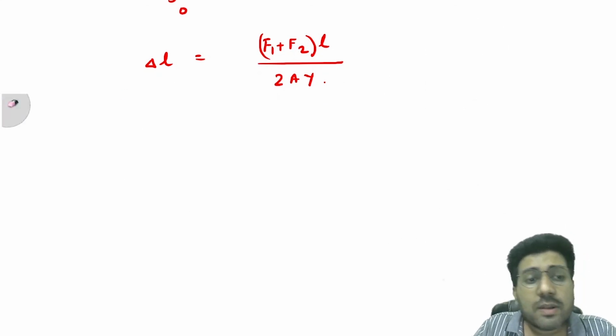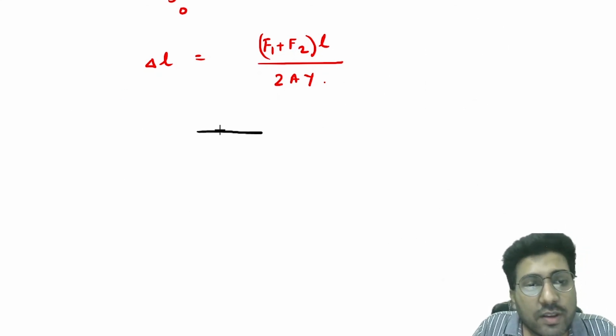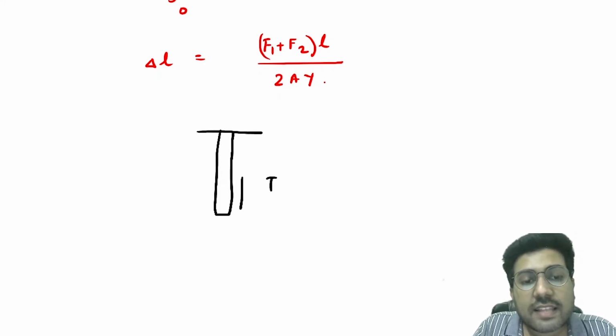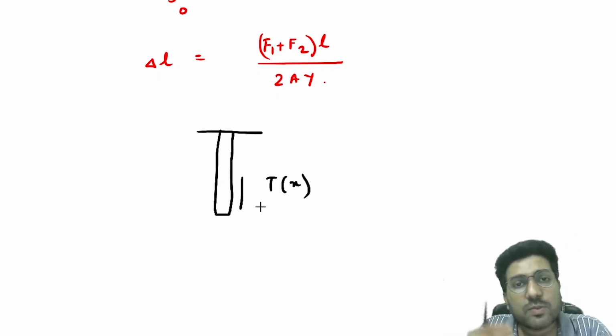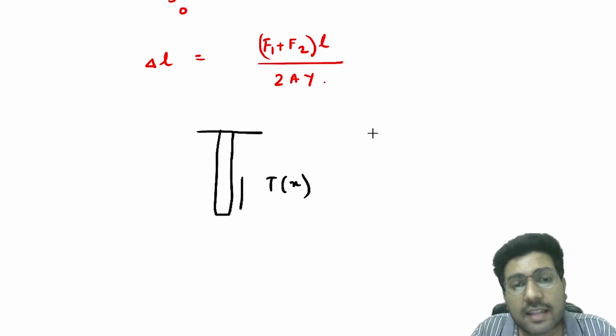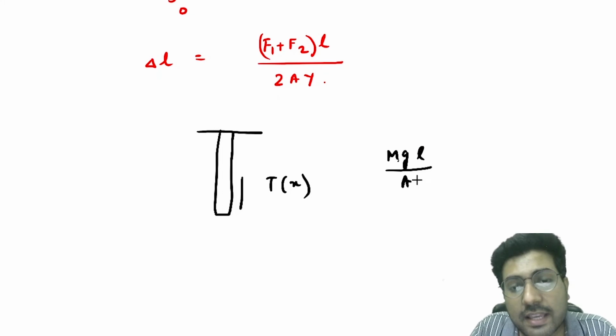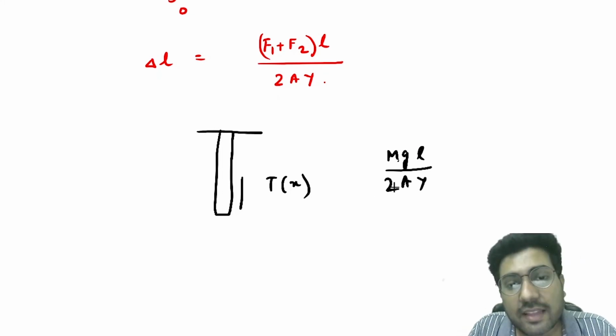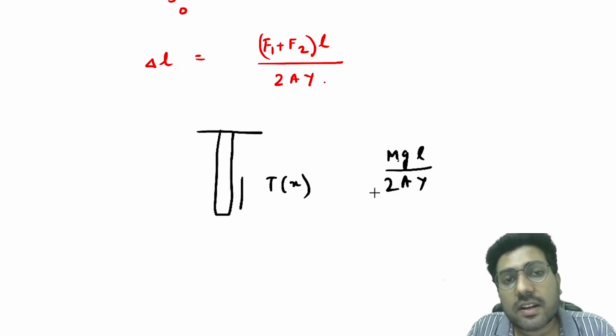If you remember, in the case of elongation of a rod due to its own weight, here also tension was varying as a function of x. The tension was varying linearly with x, and the answer was mgL by 2AY. There was a 2, because whenever there is linear variation, you will get a denominator term 2.